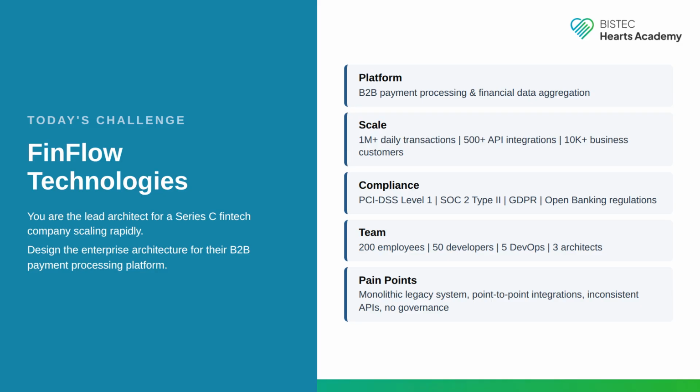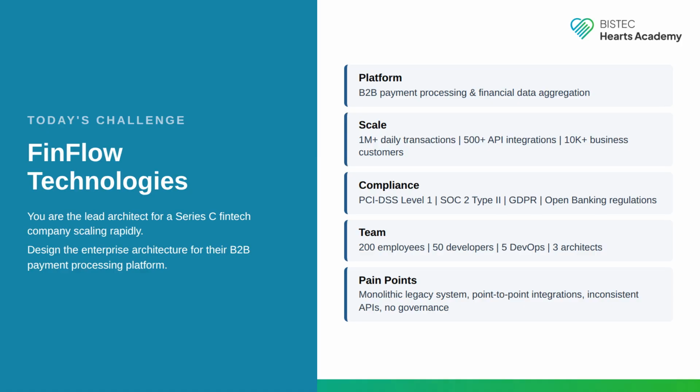Scale: 1 million daily transactions isn't Visa scale, but it's enough to break a naive architecture. 500 API integrations means you can't handcraft each one. 10,000 business customers means multi-tenancy, per-customer rate limiting and SLA tracking, compliance. This is the part that makes fintech architecture hard.